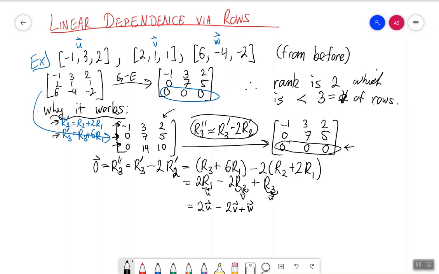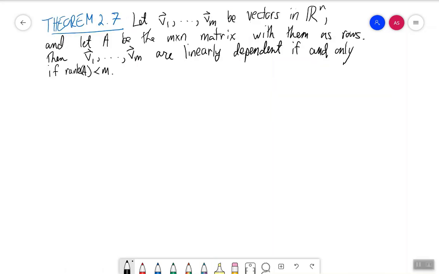So where did the rank thing come in? Well, because the rank is less than 3, that means that one of the rows is entirely 0. That's where the rank comes in. And now let's put this as a theorem. So this is exactly what I've just been saying. If we have m vectors in R^n, and if we put them into the rows of a matrix, then those vectors are linearly dependent if and only if the rank of that matrix is less than the number of rows of the matrix, which is the number of our vectors.